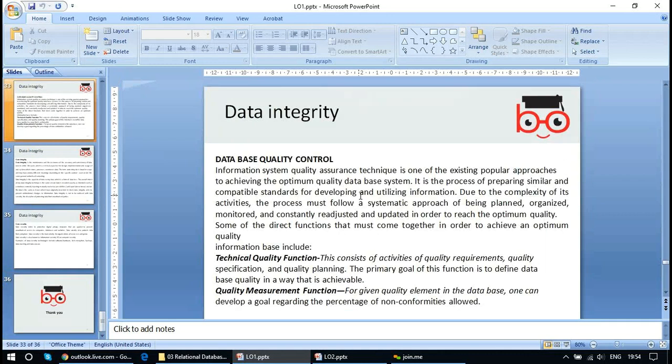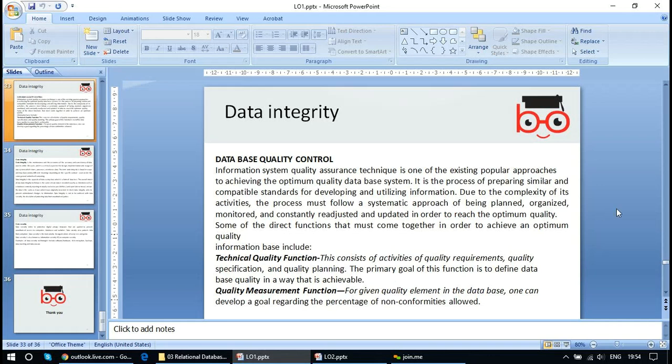So how data integrity applies, you really implement certain features. Database quality control depends on the technical quality functions, which consist of activities of quality requirement and specification, quality planning. The primary goal of this function is to define the database quality and quality measurement function. For example, for a quality element in the database, one can develop a goal regarding the percentage of non-conformities allowed.